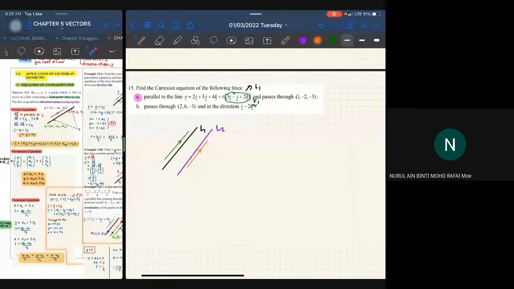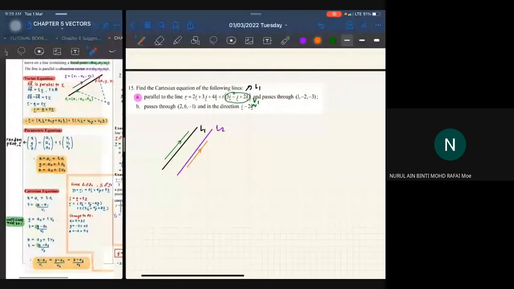Bagi masa dalam 3 minit. Cartesian equation this one.